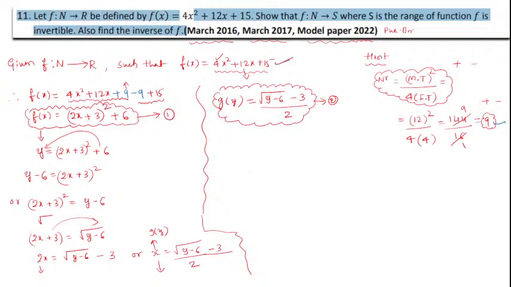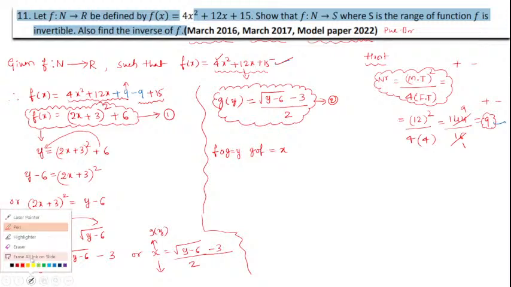Then in the next step, as I already told you, find your fog function and gof function. Okay? If you show that fog is equal to y and gof is equal to x, then the given function will be invertible. So we'll find these things now.